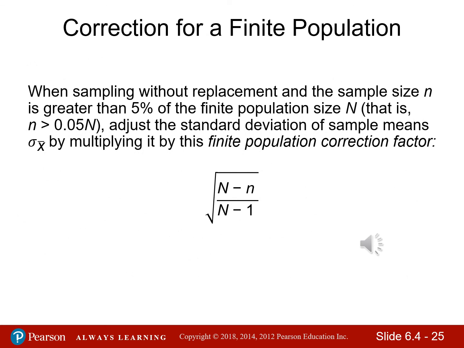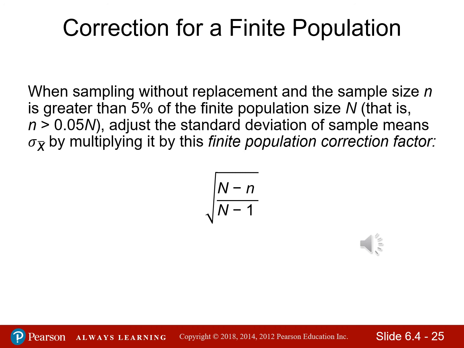In applying the central limit theorem, our use of sigma of x bar equal to sigma over the square root of n assumes that the population has infinitely many members. When sampling with replacement, the population is effectively an infinite size. When sampling without replacement from a finite population, we may need to adjust our sigma of x bar.